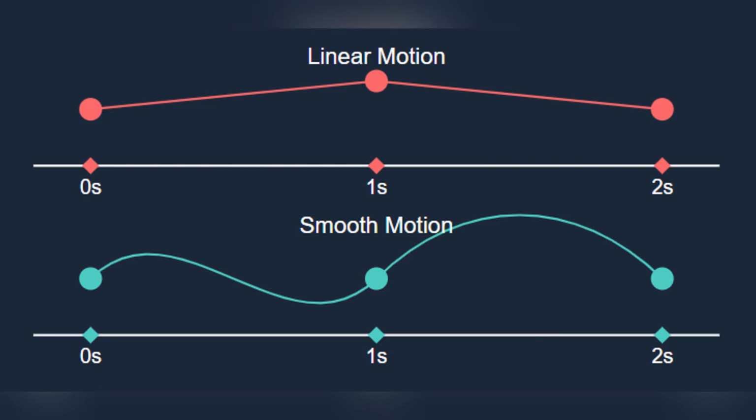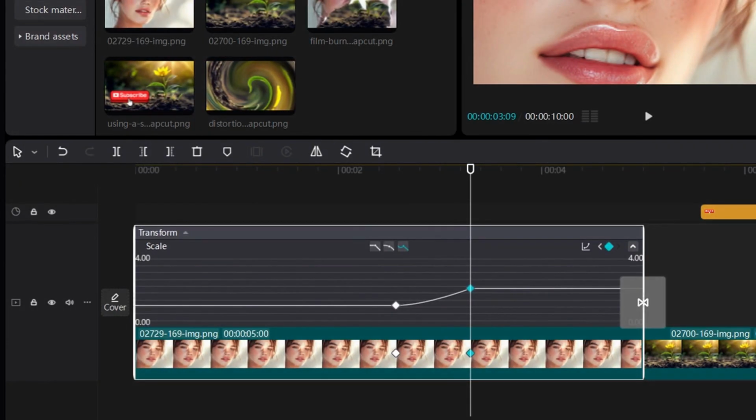Now move the playhead to a new time. Adjust the property like move, size, etc. Now click the diamond icon again to set the second keyframe.